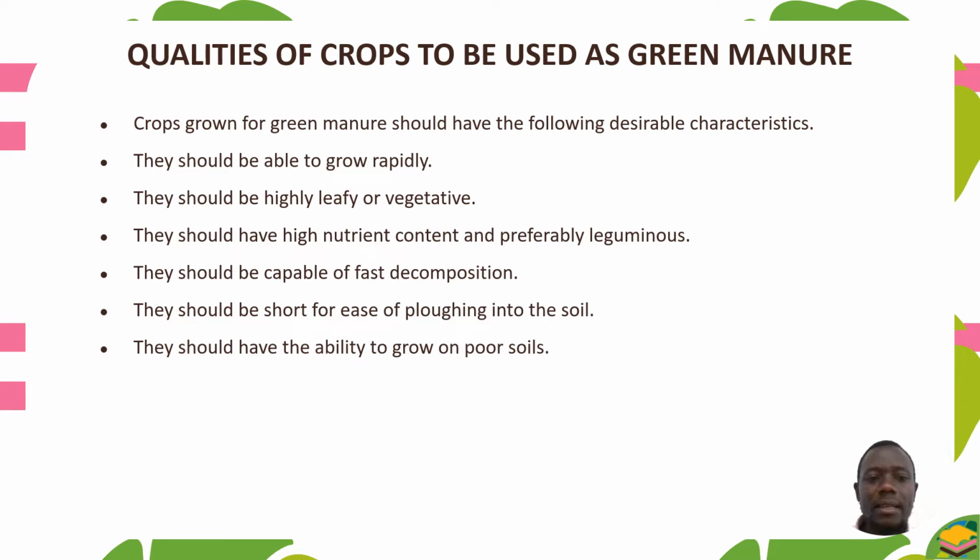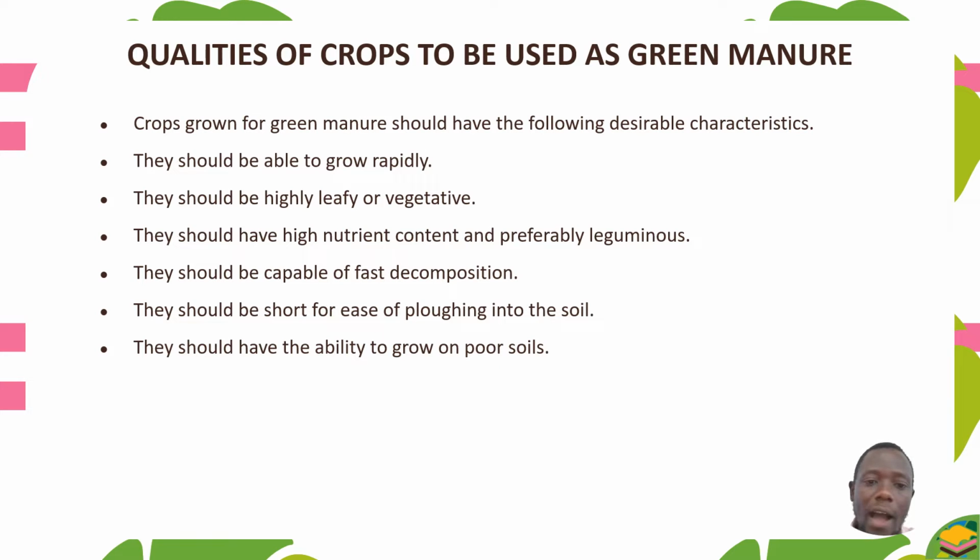So the first quality of crop to be used as green manure: the crops grown for green manure should have the following desirable characteristics. The first one is they should be able to grow rapidly. In other words, they should be able to grow fast. Then they should be highly leafy or vegetative, because the leaves are able to decompose fast.